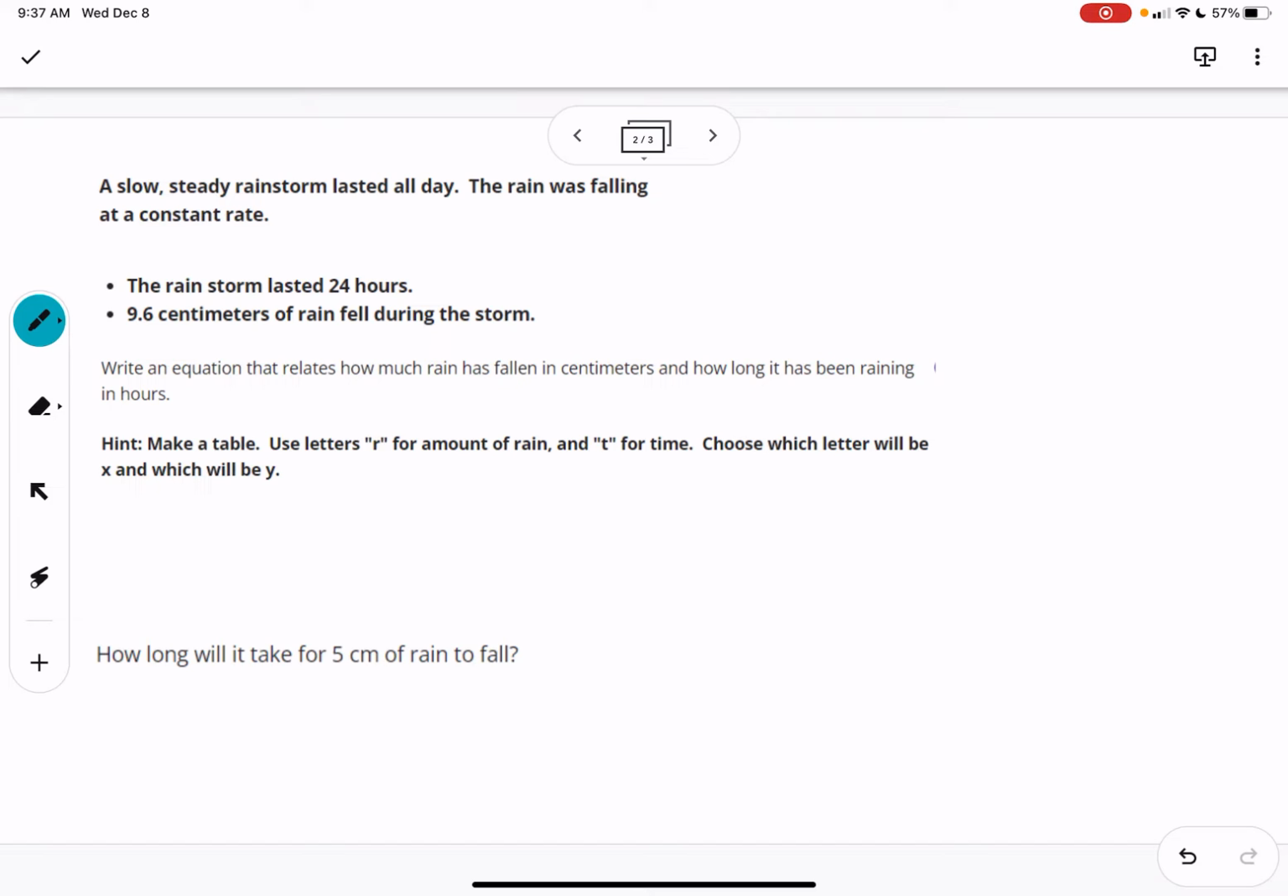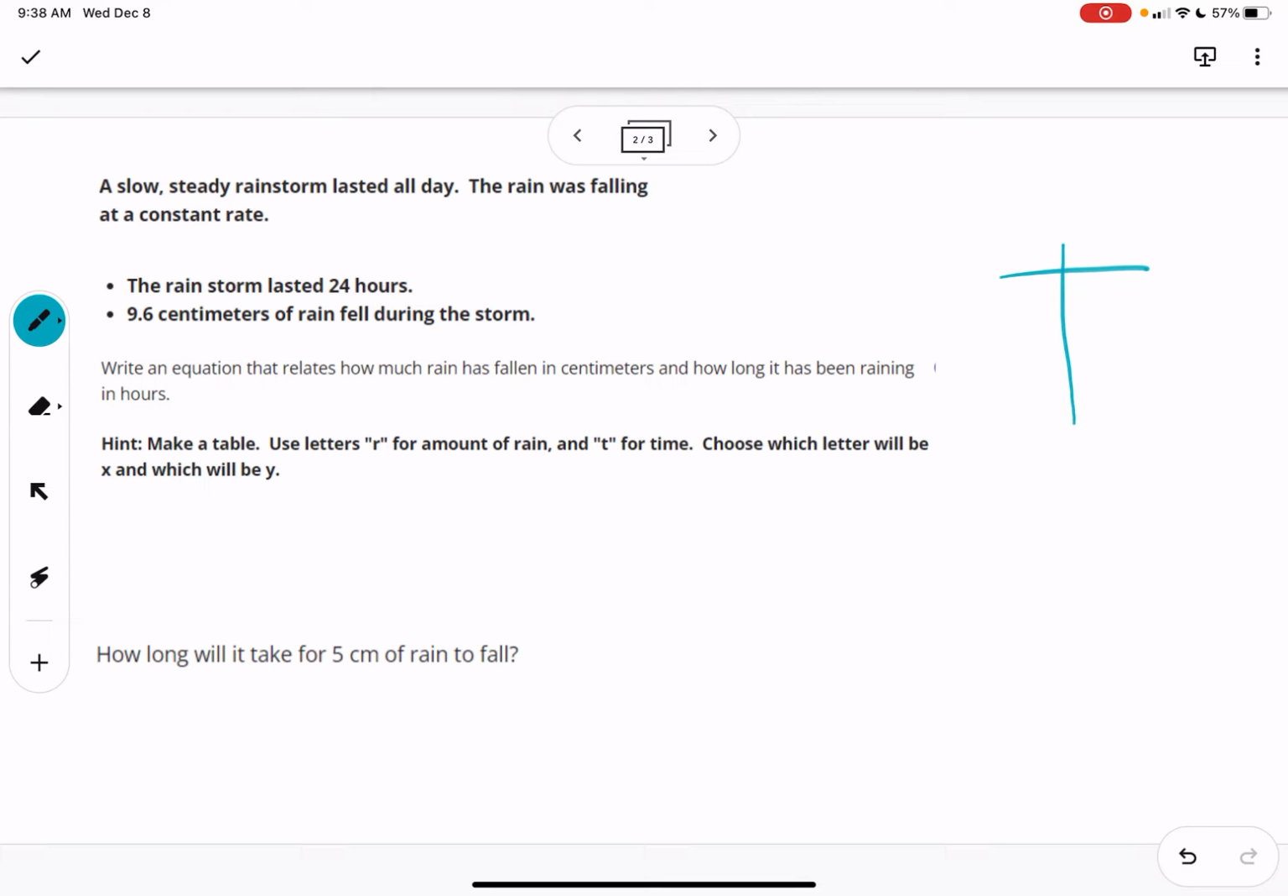So it says to write an equation that relates how much rain has fallen in centimeters and how long it has been raining in hours. Okay, so notice the hint I gave you. It says make a table. Use letters R for the amount of rain and T for time. So let's go ahead and make that table.